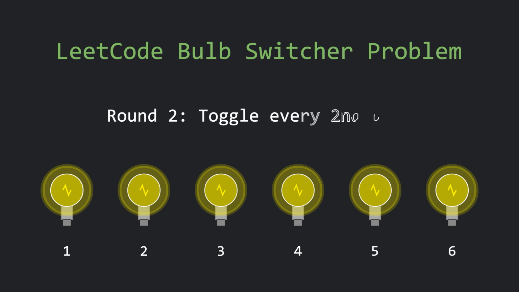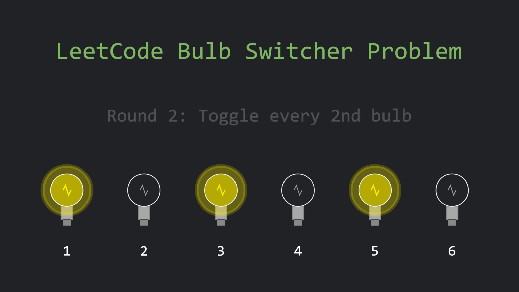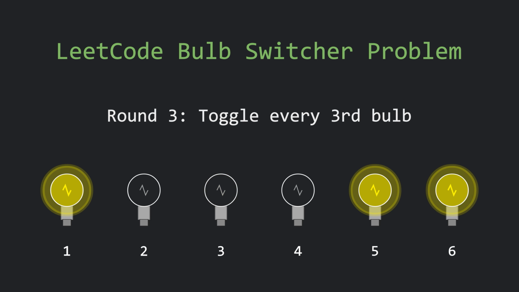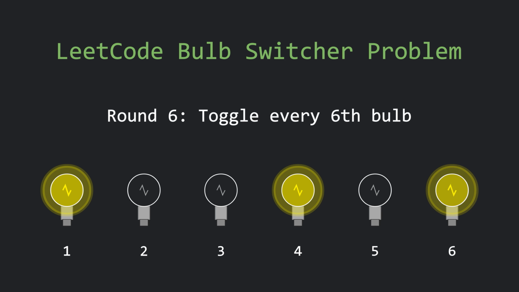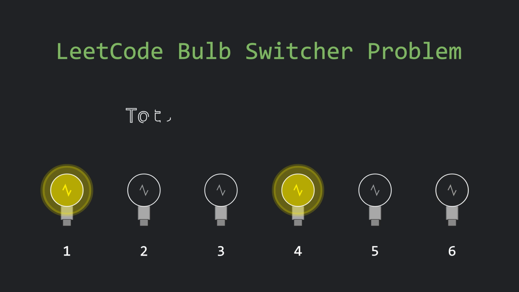Then in the second round, we toggle every second bulb. So here it will be second, fourth and sixth. Then in round 3, we toggle every third bulb. In round 4, every fourth bulb, and the same goes up to n times, which is 6 here. Now, after all these togglings, we have to find out how many bulbs are on. Here only 2 are on, so our answer will be 2.